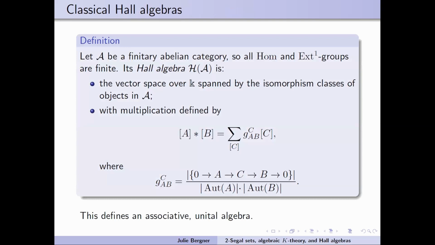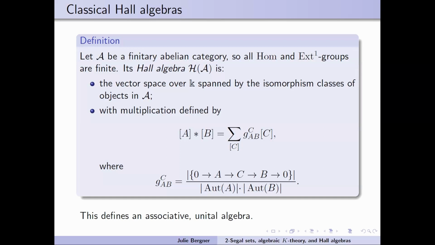So in this case, finitary here, this is really an abelian category. Take it to be finitary, which basically just means that all our Hom groups are finite, all our Ext1 groups are finite. A lot of the examples just aren't higher Ext groups. And we define an algebra. So as a vector space, this is going to be over any field, spanned by the isomorphism classes of objects. And then we define the multiplication as follows.